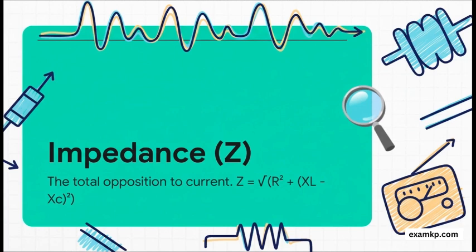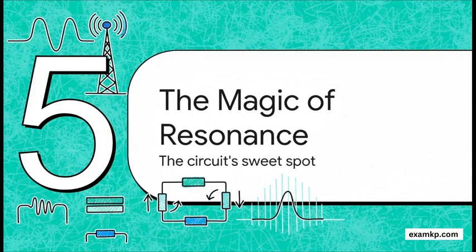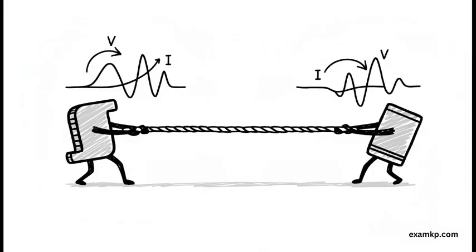And all of this whole battle leads us to the absolute coolest phenomenon in AC circuits, something called resonance. This is where the magic happens. I want you to really picture this in your head. It's like a tug of war over the timing of the current. On one side, you have the inductor pulling and trying to make the voltage get ahead. And on the other side, you have the capacitor pulling and trying to make the current get ahead. They are in a constant fight, working in complete opposition to each other.